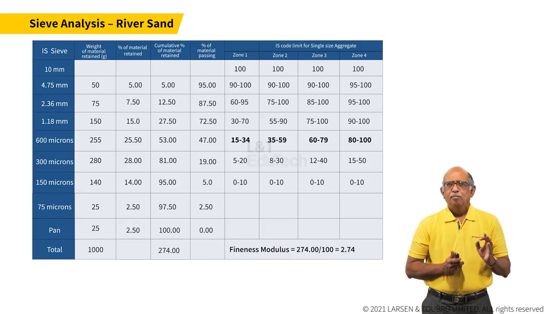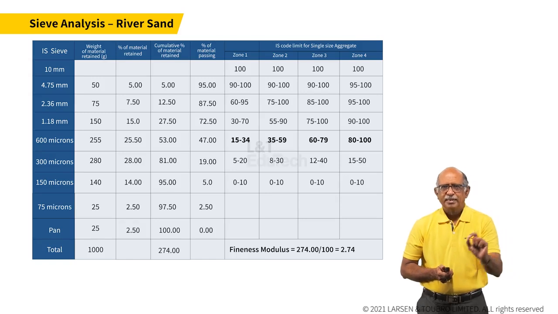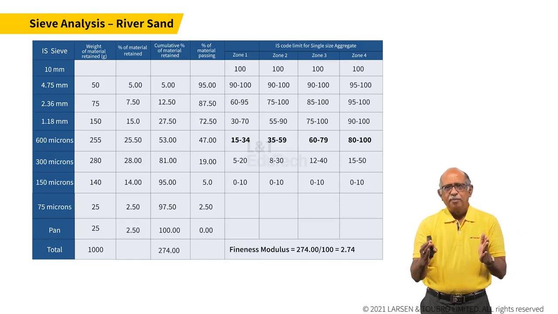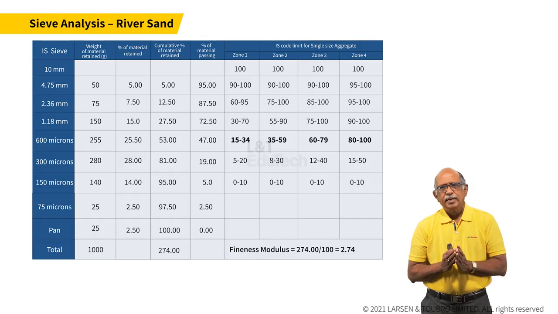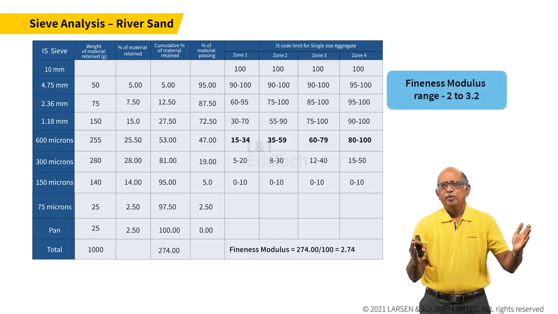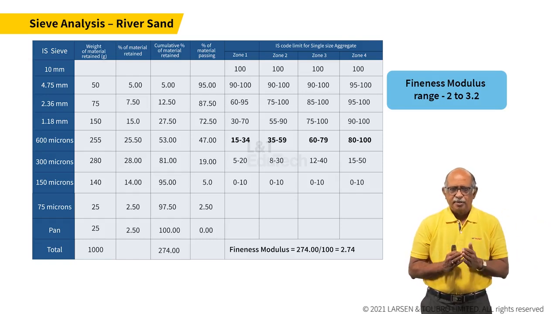Normally, the most fit sand for concrete making is in the range of 2.6 to 2.8. But in general, the fineness modulus range can be between 2 to 3.2. In case you have a fineness modulus between 2 to 3.2, the sand can be used for concrete making. In that aspect, it helps us.